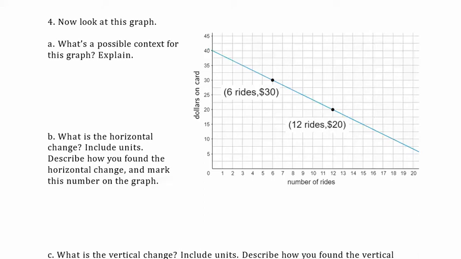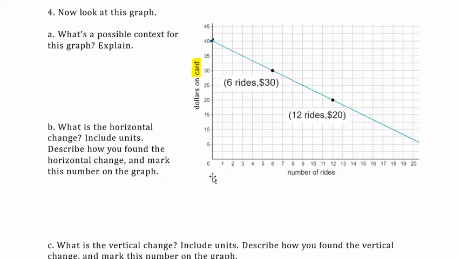All right. Well, hopefully you said something about riding something, a bus, a train, a subway. It doesn't really tell us, but it looks like we have some kind of a card that has money loaded on it that allows us to ride whatever transportation this is. And we had $40 loaded on the card, and then we begin riding and we start decreasing the amount of money available on our card.